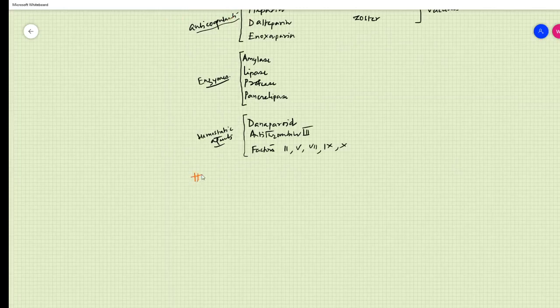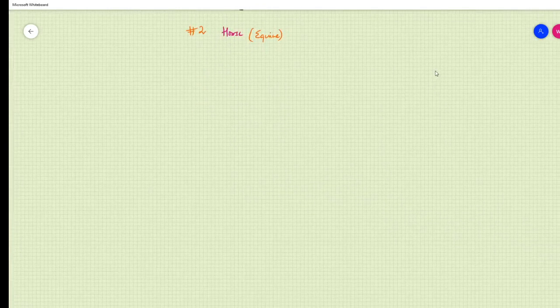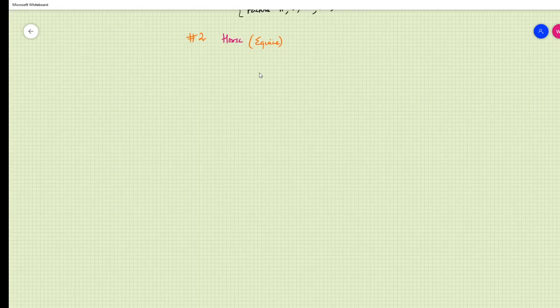Let's look at the second animal. The second animal could be a horse. What's the technical term that we use for horse? It's equine. So what drugs are derived from the horse? The examples of drugs are conjugated estrogens. Basically, these conjugated estrogens are derived from the urine of pregnant mares. This is used in the treatment of anti-fertility; they are basically fertility agents.